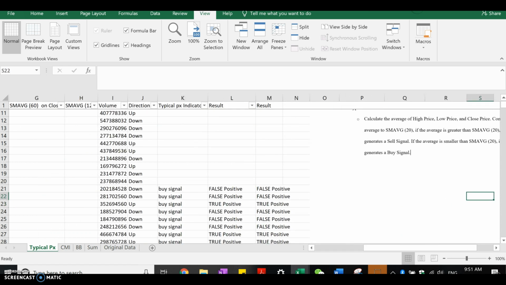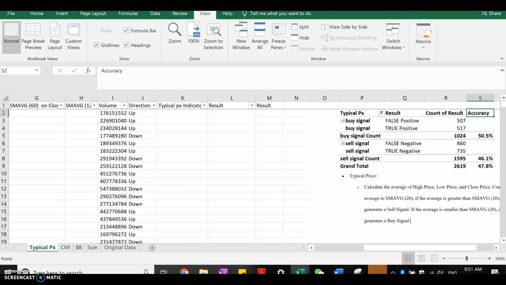And then I summarize the results here. Out of a total of around 26,000 days, here are the signals generated by the typical price, and here are the results. We can see that the accuracy is not very good. It's below 50%. So that means using typical price alone, the accuracy is not very good.